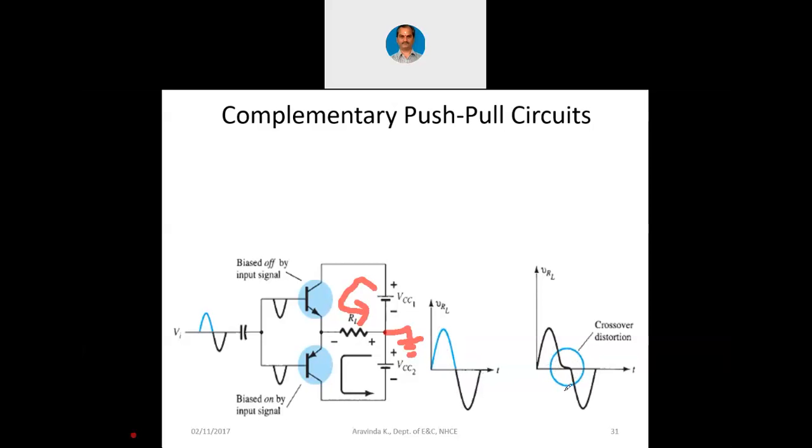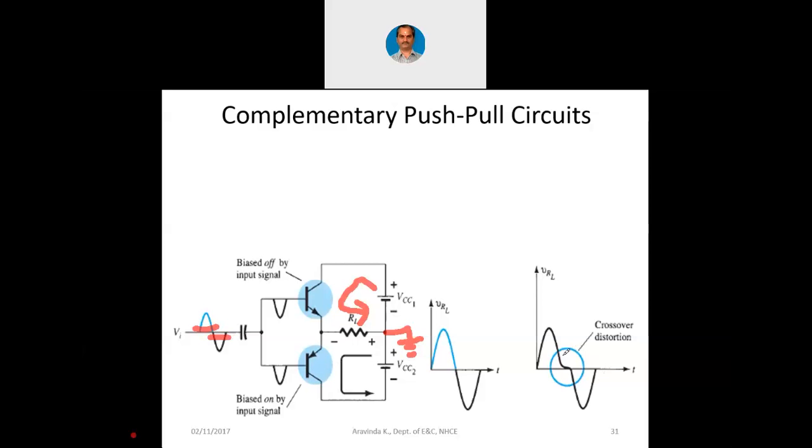What is the meaning of crossover distortion? When the input signal is below 0.7, NPN is off and PNP is also off. Both are off. NPN will conduct only when the input signal goes above 0.7, and PNP will conduct only when the input signal comes below minus 0.7. Because in the case of PNP, current goes out of the base. In the case of NPN, current goes into the base. So when the positive cycle exceeds 0.7, then only NPN conducts. When the negative cycle exceeds minus 0.7, then only PNP conducts. In between, both are off.